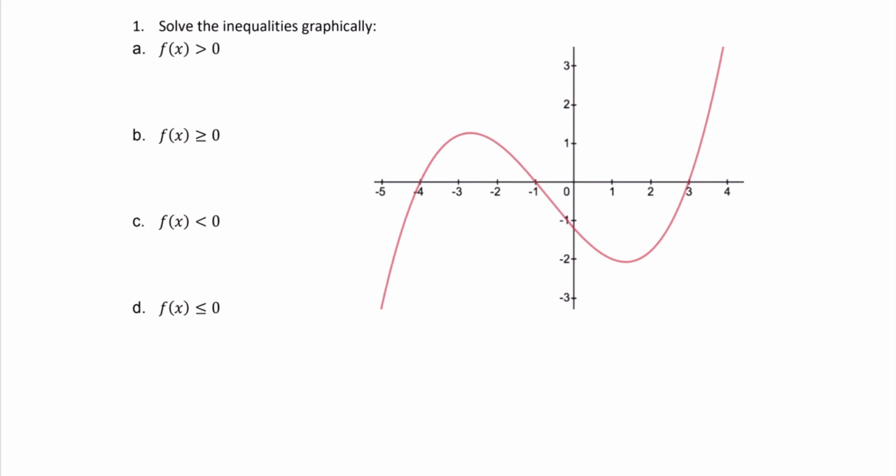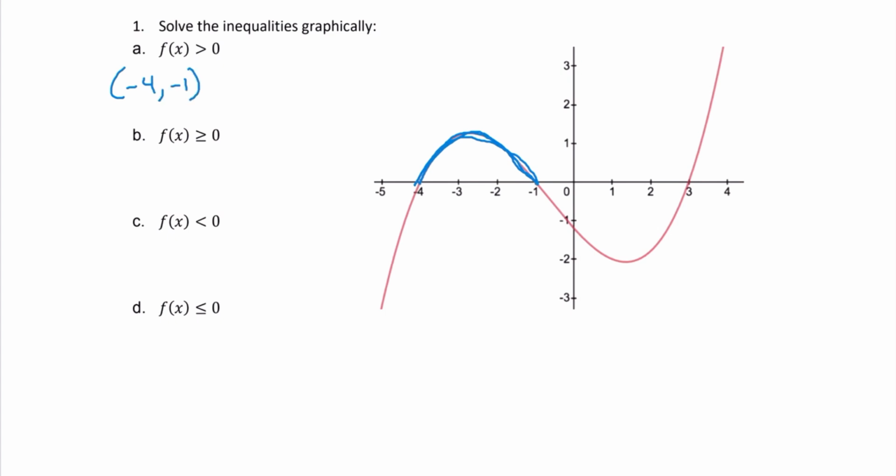Let's solve the polynomial inequalities graphically. Up first, f of x is greater than 0. Another way of thinking about this is asking where is the function or the graph above the x-axis? Where is it above 0? And that's going to be in this first region here. And our answer is going to be in terms of domain, so x values, -4 to -1.